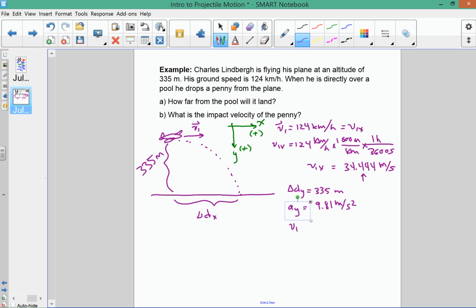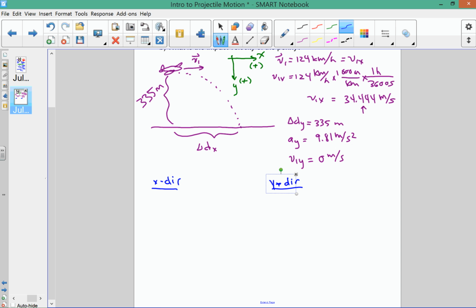Oh, and one more piece of information. Since its initial velocity was purely horizontal, it has no initial vertical velocity. So that's it. Those are my givens. I'm going to organize my answer by separating the x and the y direction. And then I'm going to start by writing down the equations that I need to use. In the x direction, this is my equation of motion for constant velocity motion. In this case, I know Vx. I want to find the displacement in x, but I don't know time. So I'm probably going to need to solve for time before I can solve this very easy equation.